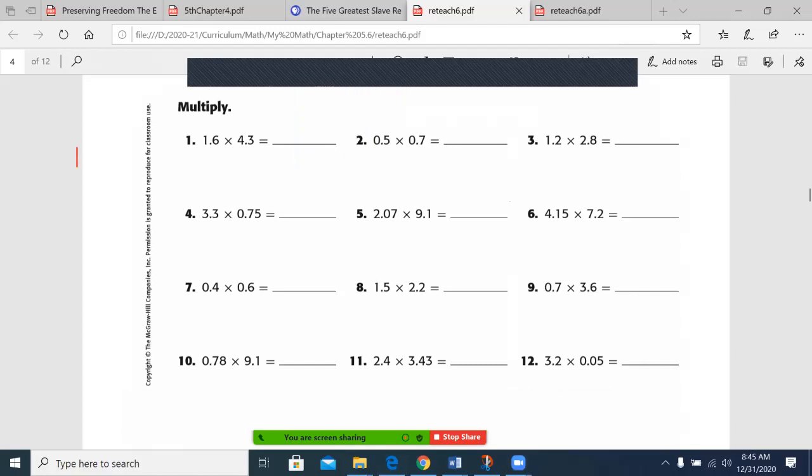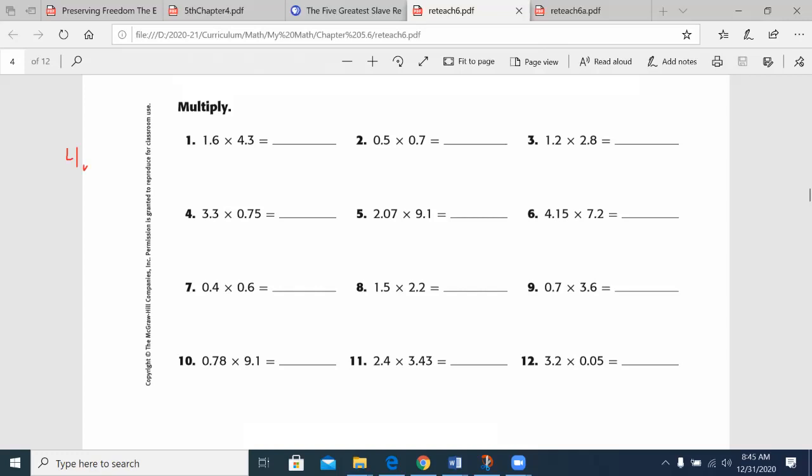So let's put 4.3. But you're like, but Mr. Ireland, the problem says it's 1.6. You're right. But remember, we have the commutative property. We can change the order without changing our product. So here's our initial problem.